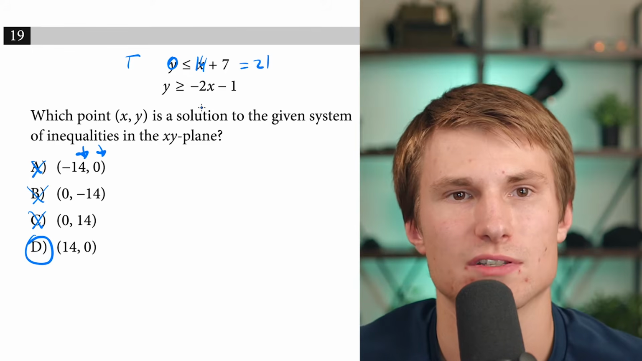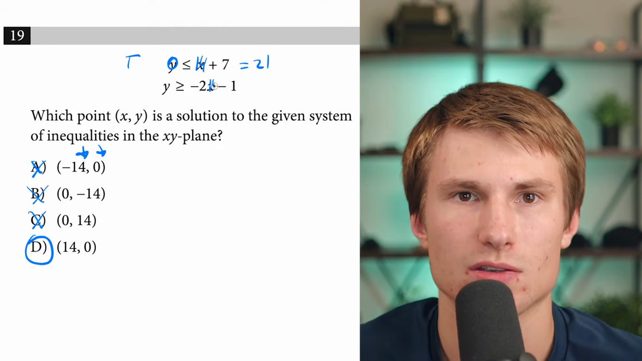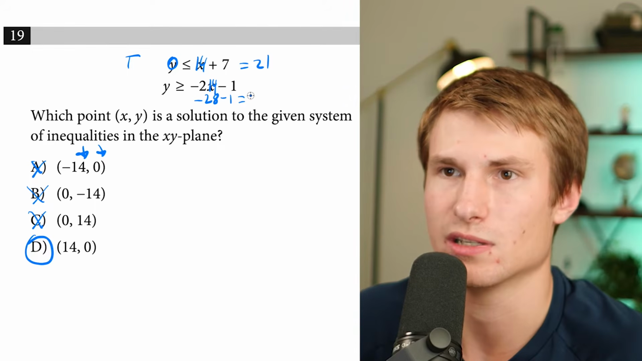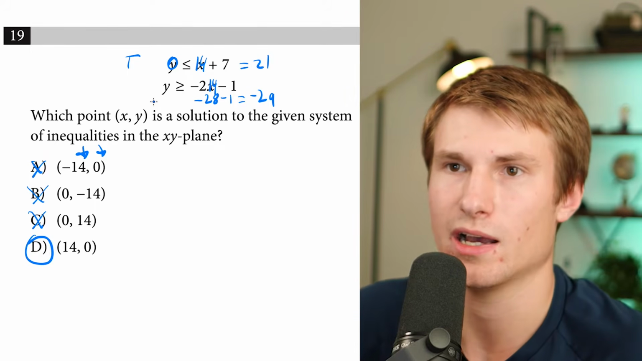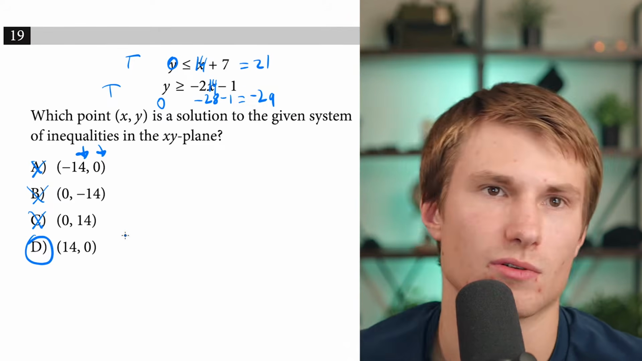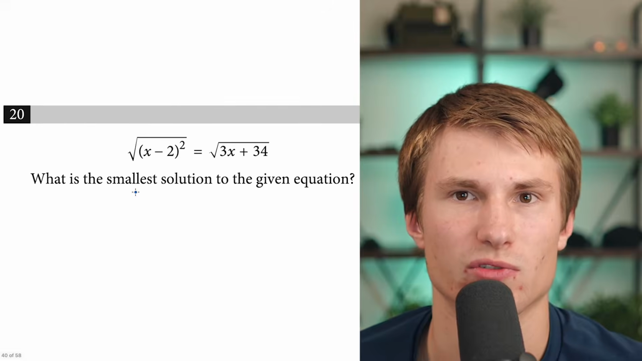Next thing we're going to have is a 14 for the value of x. So negative 2 times 14 gives us negative 28 minus 1, which is negative 29. Is negative 29 less than or equal to 0? It is. That's also true. So that confirms that D is our answer. We go ahead and move on to question 20.